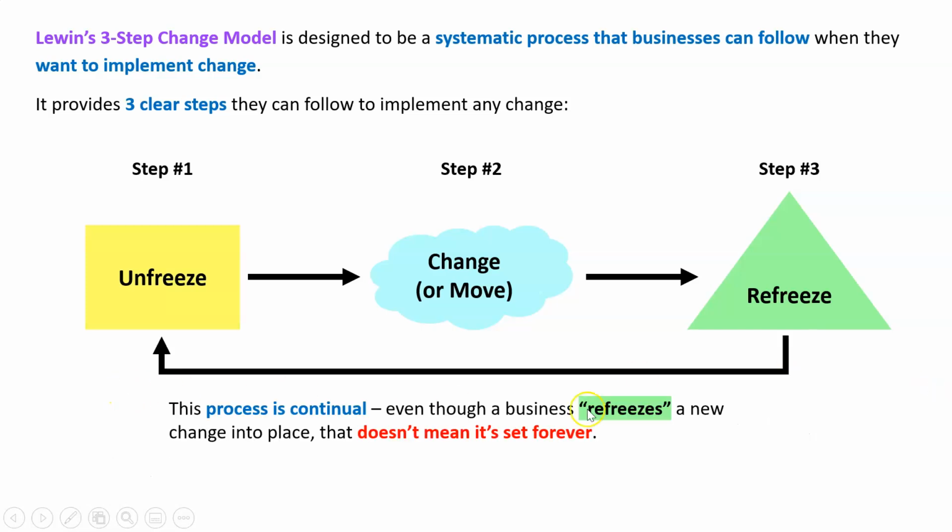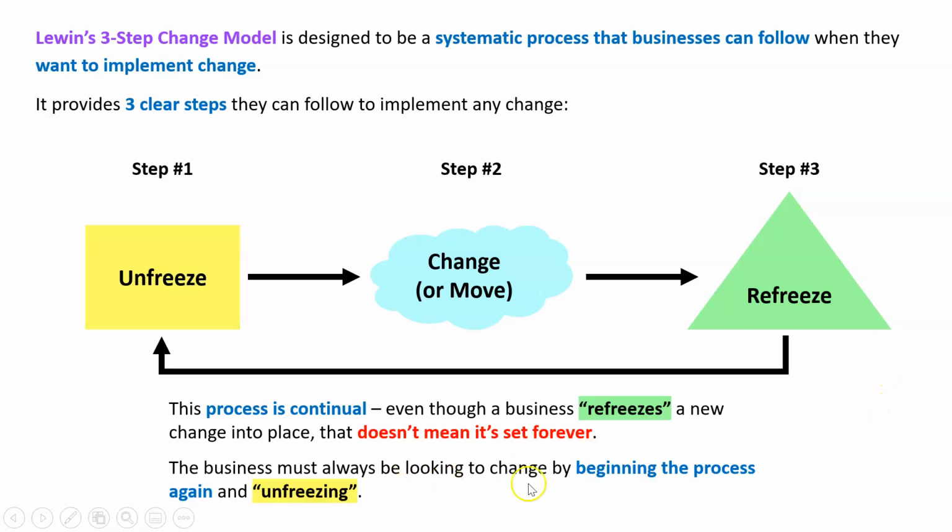And then we need to remember that this process is continual. Lewin doesn't say that's it, we're changed forever. He says that doesn't mean we're set forever. We've got to begin the process again, looking to unfreeze all the time. So there we go. We've got a nice clear change model that will help us change.